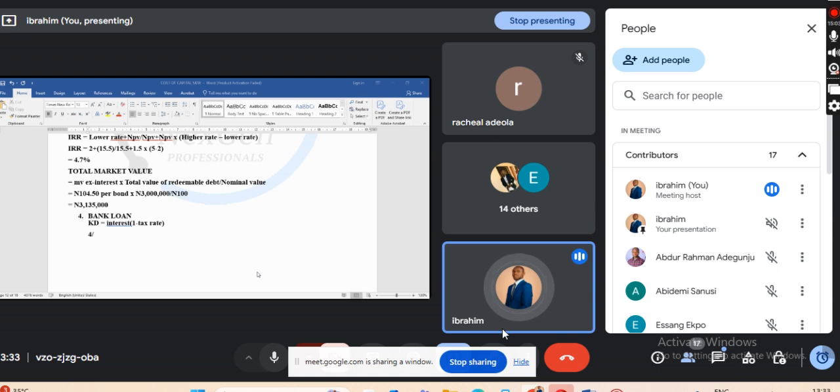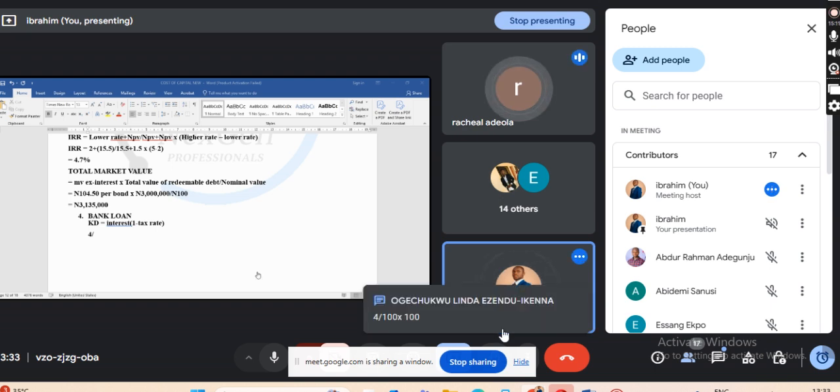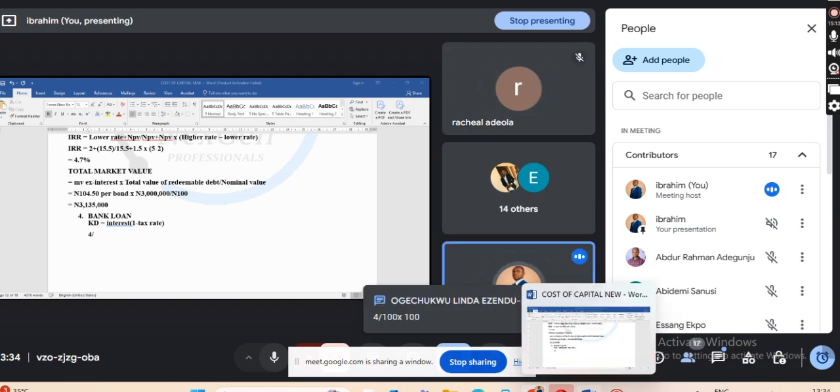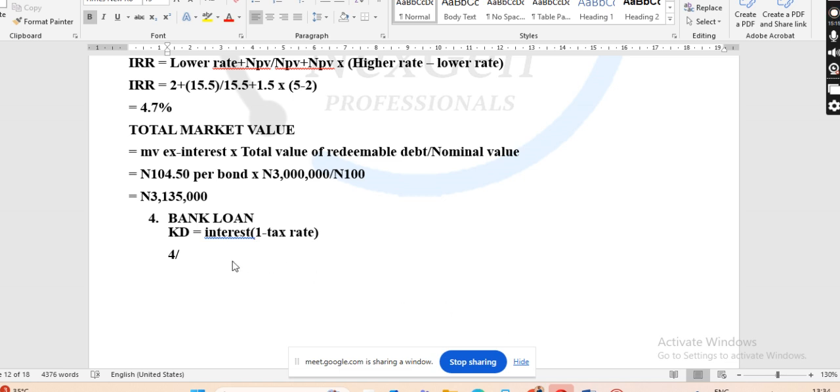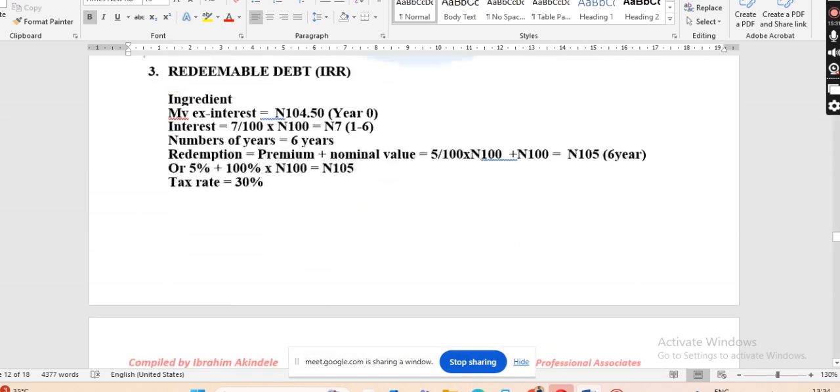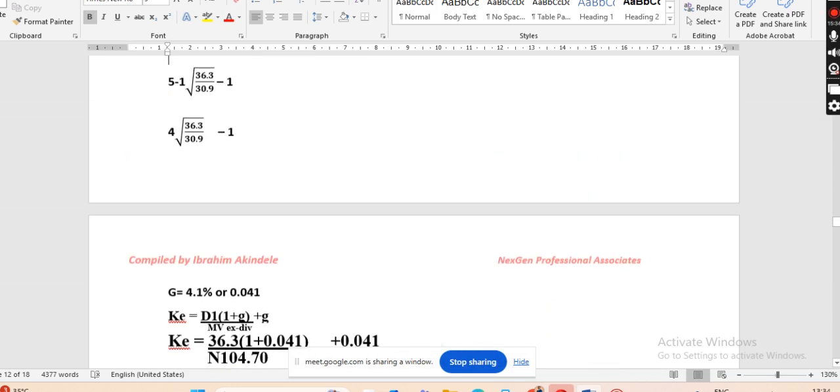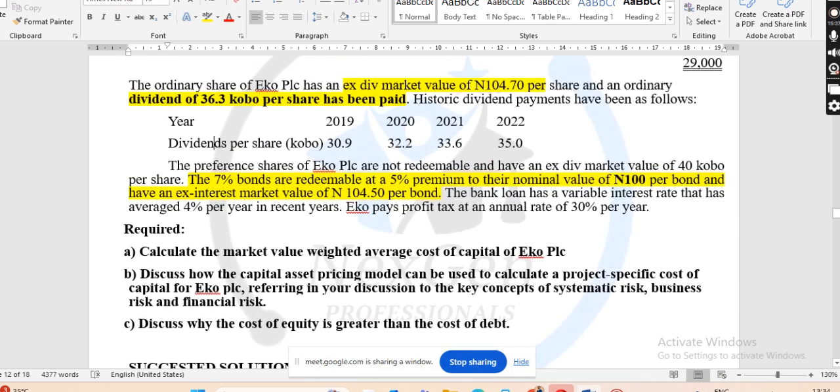But that one will not give us what we want. We just want to get the interest that you will pay. So it will be 4 divided by 100, multiplied by 100. Although it is not stated as nominal value, it is assumed to be 100, so you just multiply it by 100.